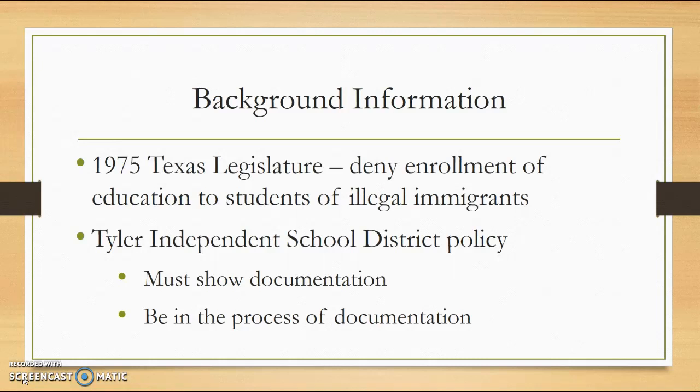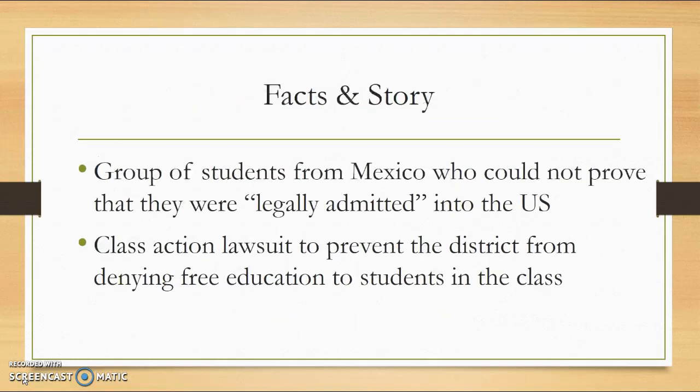So here's kind of how the court case played out. There was a group of students who lived in Texas but came from Mexico, and they could not prove that they had been legally admitted into the United States. So the Tyler Independent School District was denying public education to these students, and it brought a class action lawsuit that challenged the policy of the school district. The class action motioned that the district court prevent the district from denying a free public education to the students in the class.